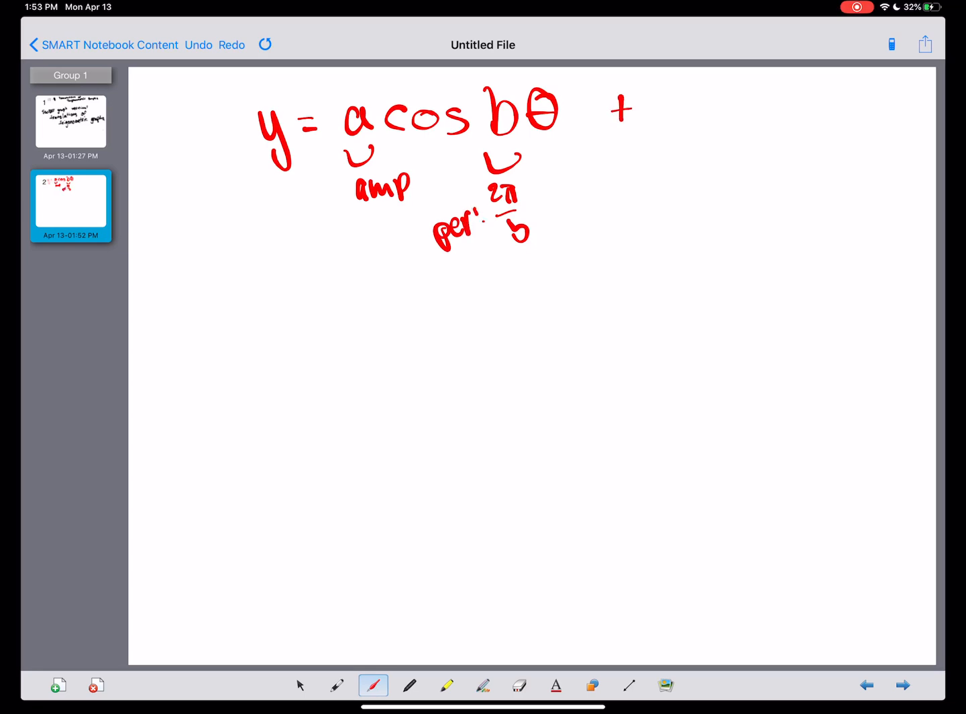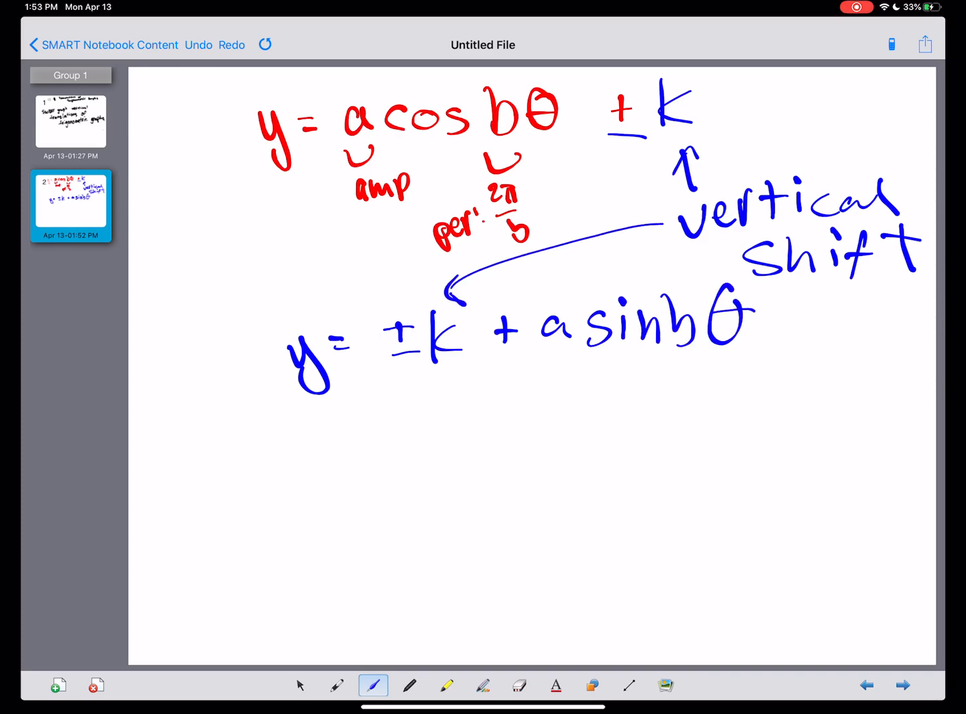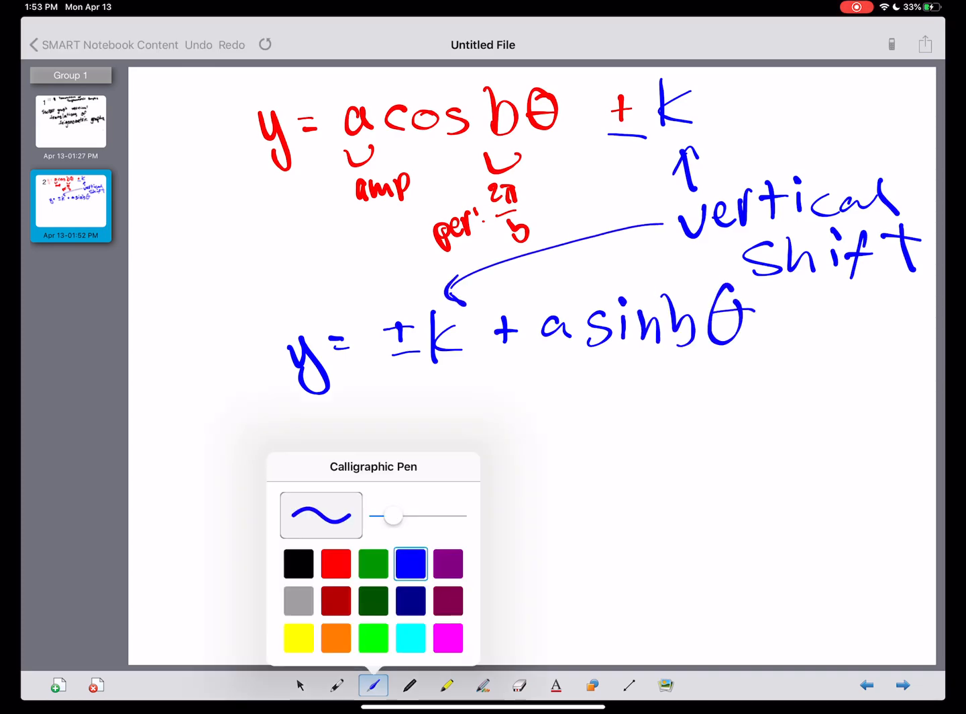Right? The only thing that I'm going to add on now is the inclusion of this plus k. Now, the k could be a plus or minus. It doesn't really matter. This is called your vertical shift. The k can go in front or in back. It doesn't really matter where it goes. It's still going to mean the same thing. It's still your vertical shift.